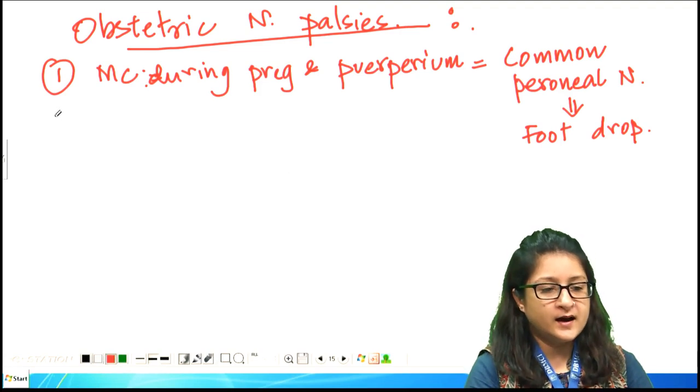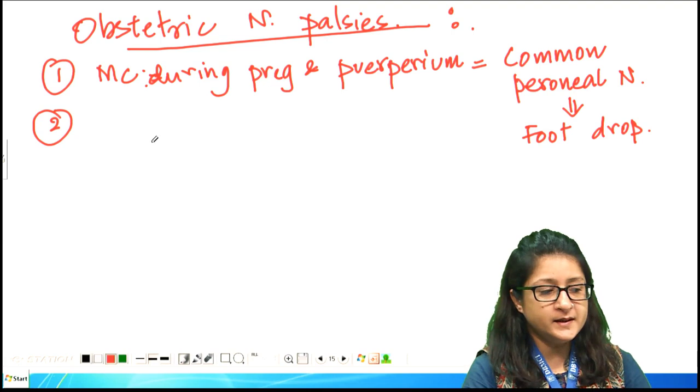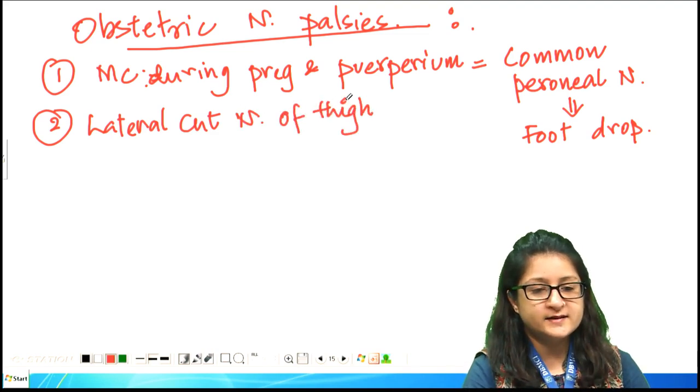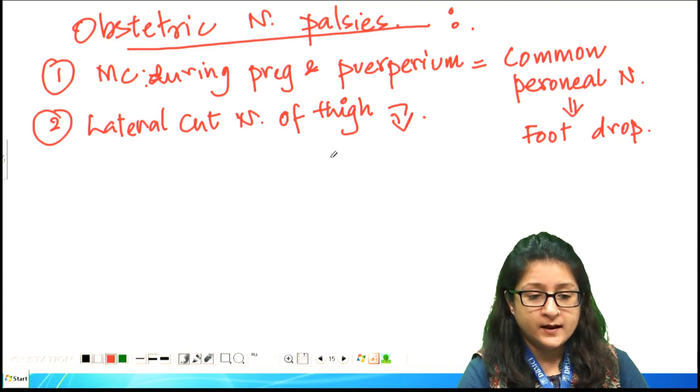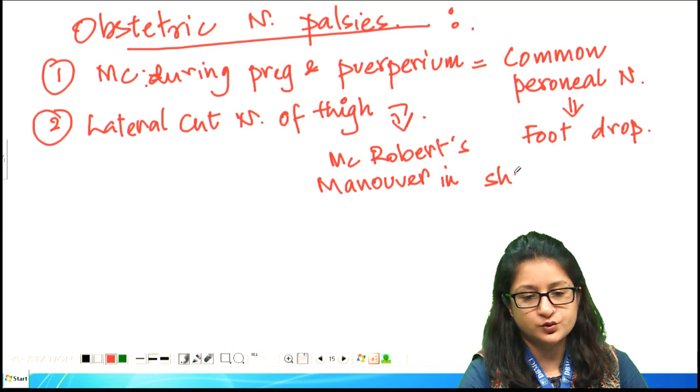Other than that, another obstetric nerve palsy you should remember is the lateral cutaneous nerve of thigh. Lateral cutaneous nerve of thigh that is injured during the McRoberts maneuver. McRoberts maneuver in shoulder dystocia.